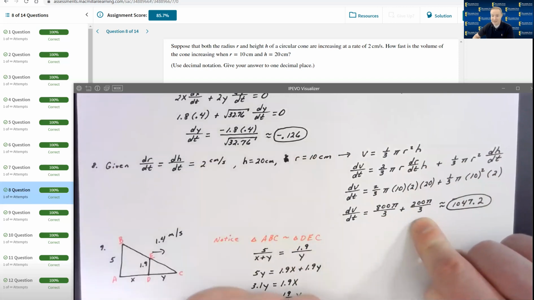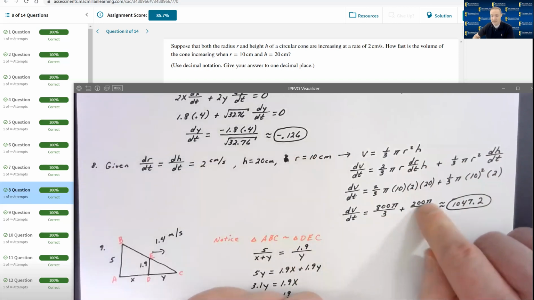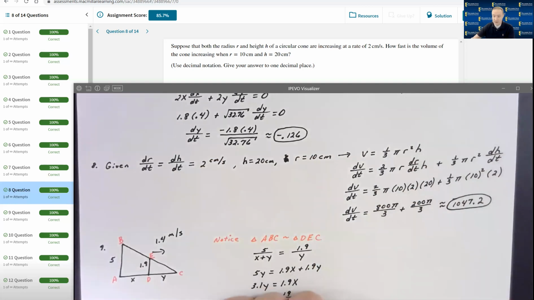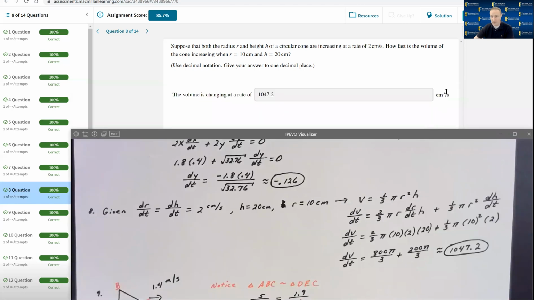But it wanted a decimal answer to 1 decimal place, so I just went ahead and put this into my calculator. 1,000 pi divided by 3 simplified to 1,047.2. And again, I didn't put units because the units are accounted for here. That's in cubic centimeters per minute.